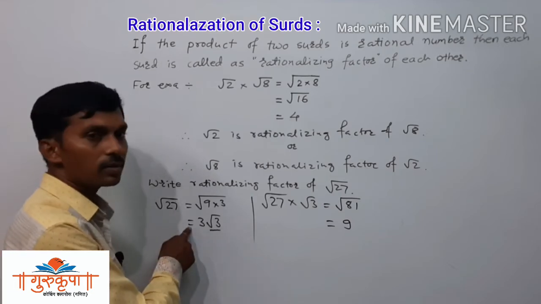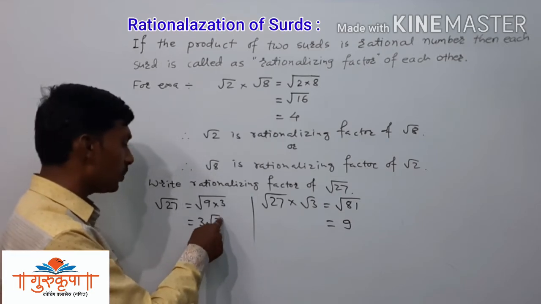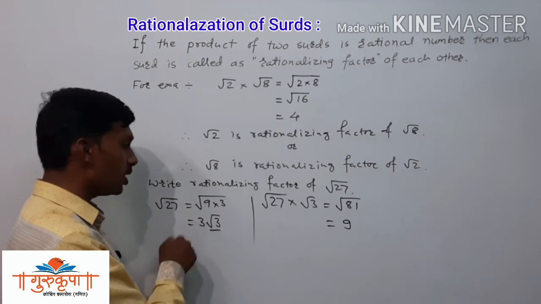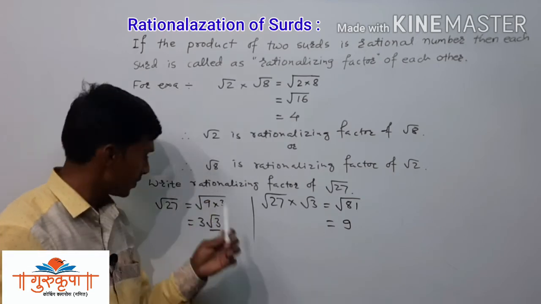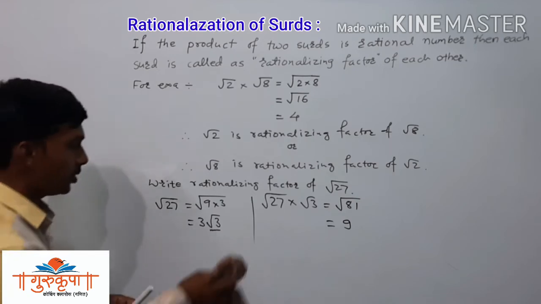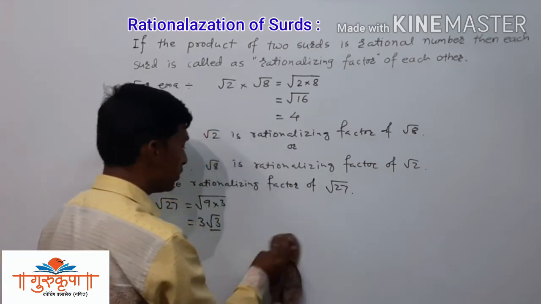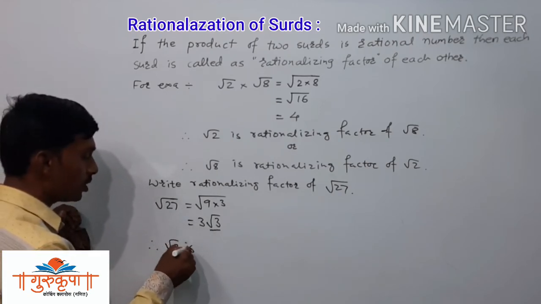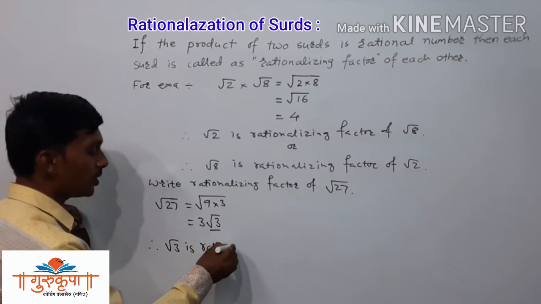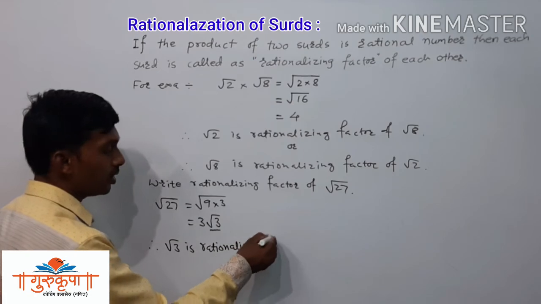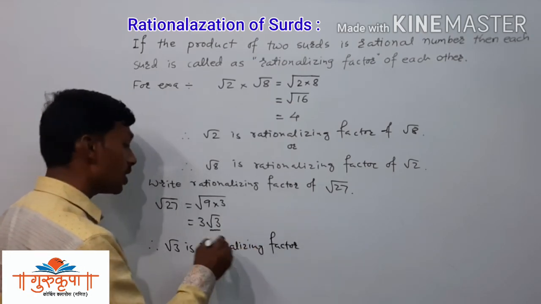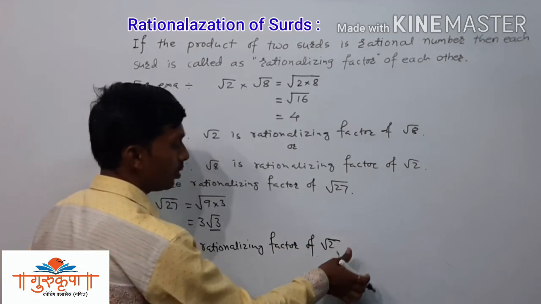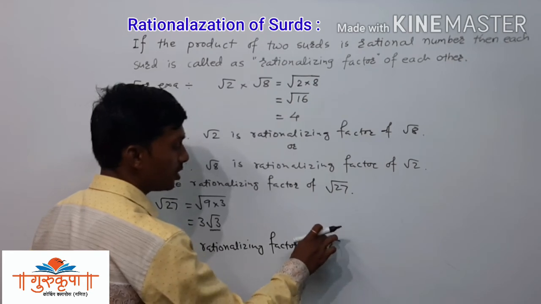Now we only have to multiply this root 3 by root 3 to get a rational product. So here you can write root 3 is the rationalizing factor of root 27. Therefore, root 3 is the rationalizing factor, or you can say the simplest rationalizing factor, of root 27.